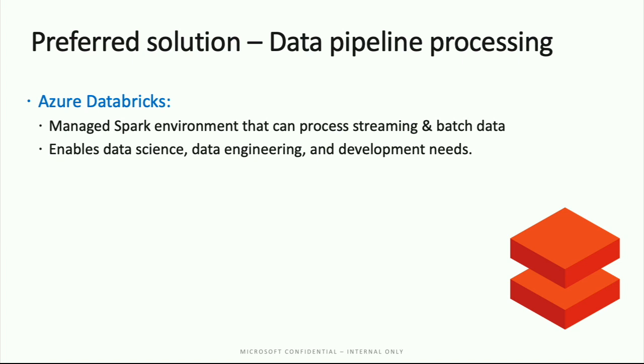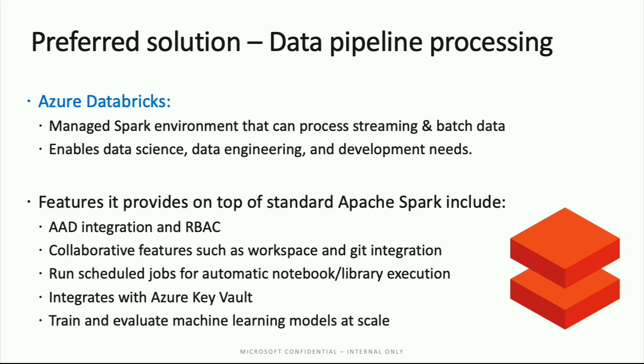For the data pipeline processing, we chose to go with Databricks. Databricks is a managed Spark environment. It's awesome. It can do both data streaming and batch processing. It also comes with notebooks, which was a customer requirement. The features it provides, which make it a good choice, are especially Azure Active Directory integration. Since you have multiple data scientists and data engineers who need to access this data, AAD and RBAC controls become a key requirement. You can do collaborative features, run scheduled jobs, integrate with Azure Key Vault, and train and evaluate machine learning models. So Databricks will be the chosen solution for actually processing this data.